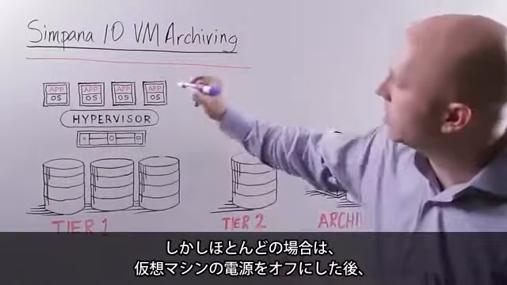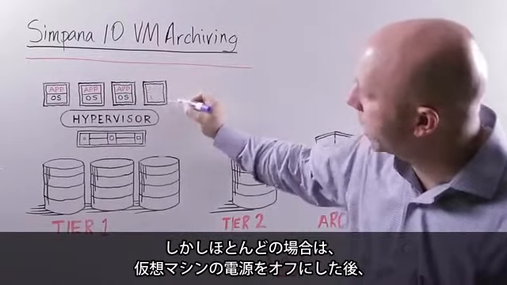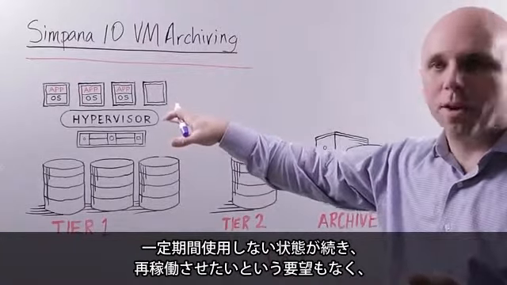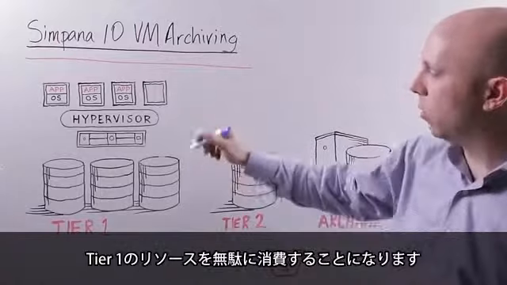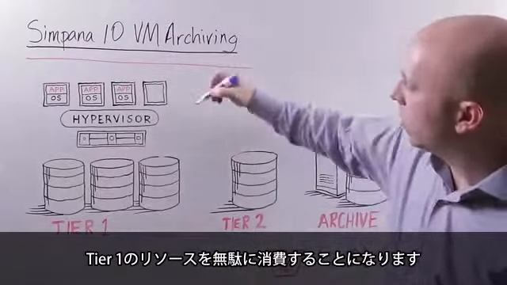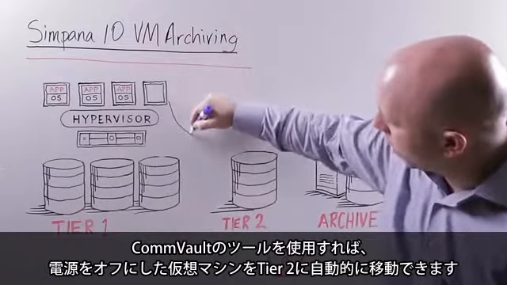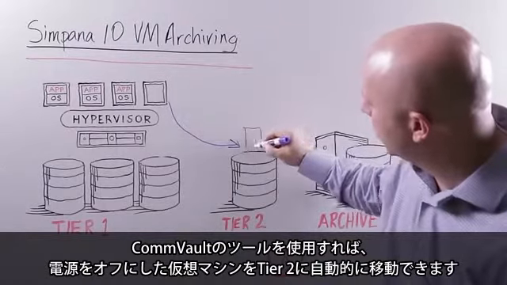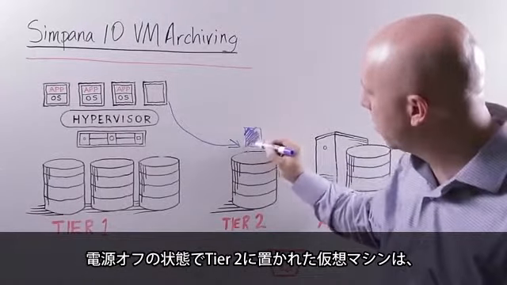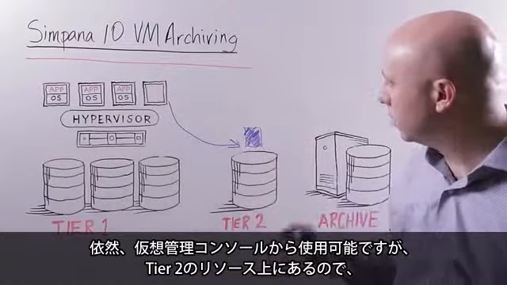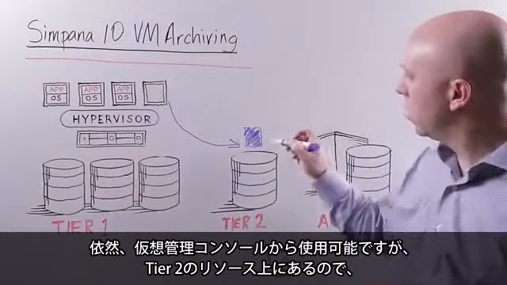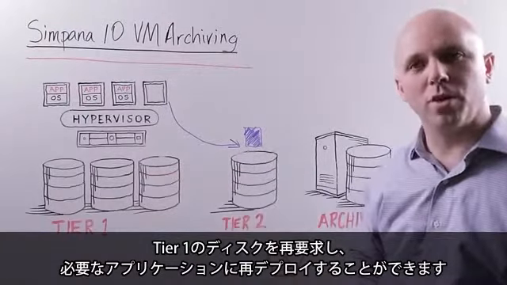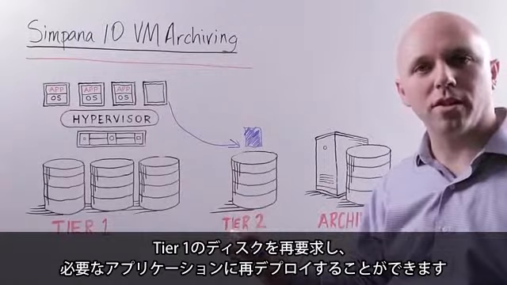However, if, as in most cases, this virtual machine is powered down, and it sits there for a period of time and nobody comes asking you to power it back on, well, why is it sitting over here on Tier 1 resources? We can automate the process of moving that powered down virtual machine off to Tier 2. It's still sitting over here, it's powered down, still available in your virtualization management console, but it's sitting on Tier 2 resources. I've reclaimed some Tier 1 disk to redeploy to an application that needs it.